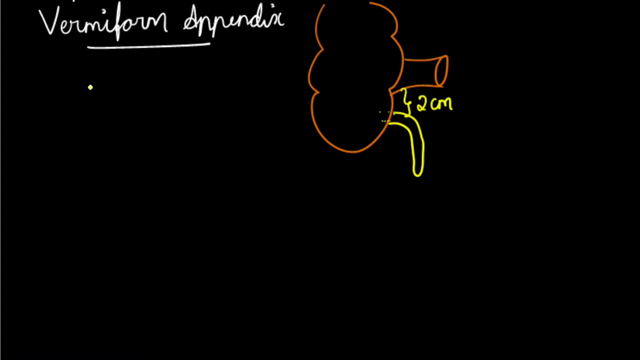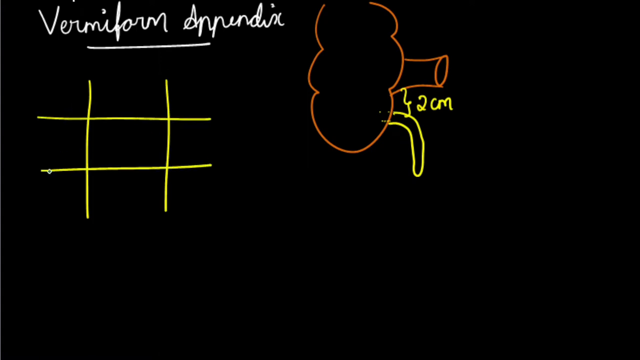If we are talking about the exact quadrant where the vermiform appendix is located, in the last video itself we saw where the cecum is located. It is present mainly in the right iliac fossa. So this is our appendix present over here.